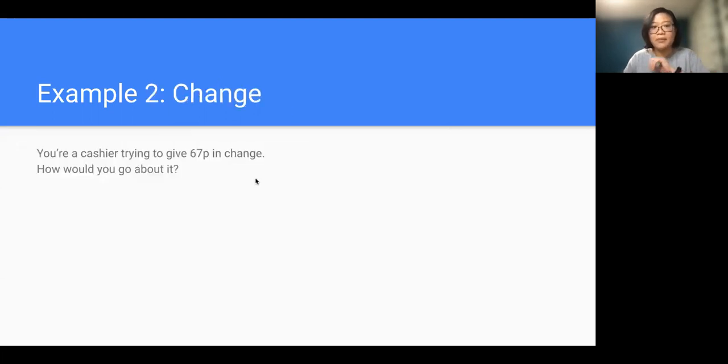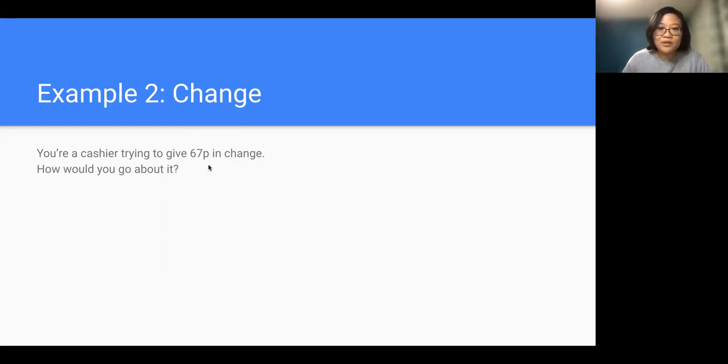So here's another example. This is something that is quite familiar to everyone, I guess, unless you've just been using contactless all the time, which I guess is the case in the last year or so during the pandemic. But imagine pre-pandemic times, and we still carried cash around.